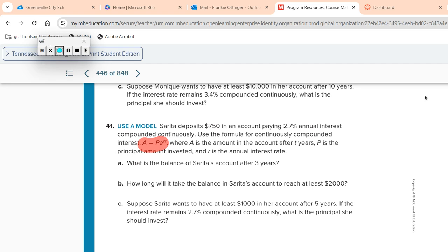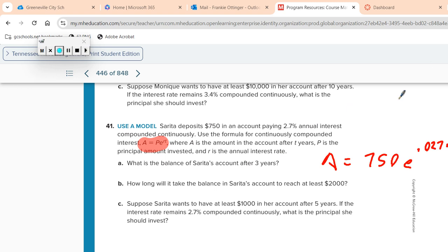I think that you could answer 41 essentially without me really teaching you anything about it, but this is 750, and we are depositing this, yes, okay. e to the 0.027, and we can put a t here or an x or whatever, depending on what we're doing. So, should be pretty simple. To answer A, we're just going to put 3 here and hit enter. What do they want in B? How long will it take her account to reach $2,000?